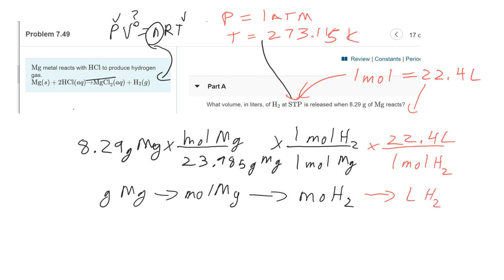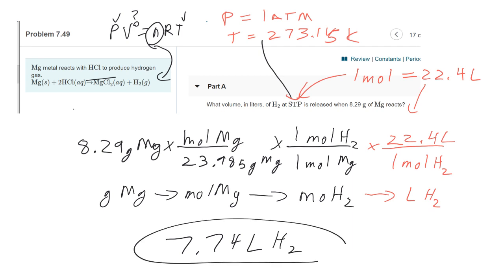So now we just go 8.29 divided by 23.985 times 22.4. And that gives us 7.74 liters of hydrogen gas. And that's it.